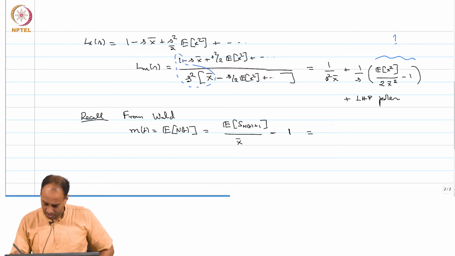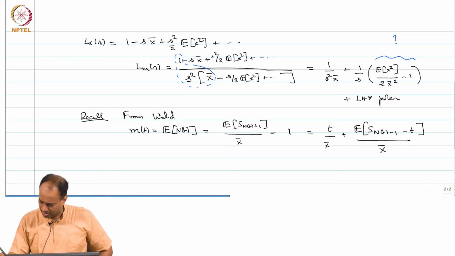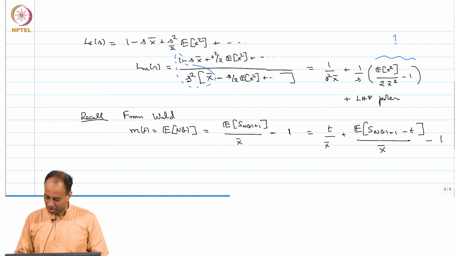So, this will just work out to be T upon x bar plus expectation of S_{N_T plus 1} minus T, correct. What have I done? I have just added and subtracted T upon x bar, because the T upon x bar term I am getting anyway over here, right.